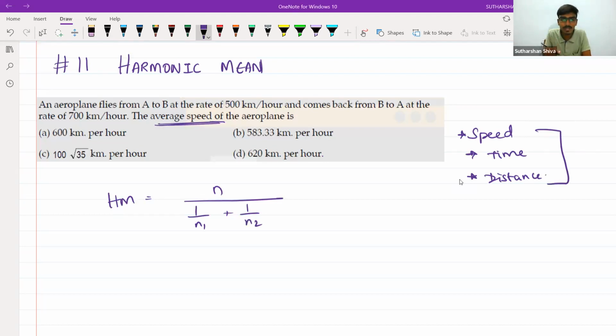I will assume that an aeroplane flies from A to B at a rate of 500 km per hour and comes from B to A at 700 km per hour. They are asking the average speed of the aeroplane. Only average speed is mentioned; which average to use is not mentioned. If you use the arithmetic average in this question, your answer will be wrong. It will come as 600 km. Do not use that average.